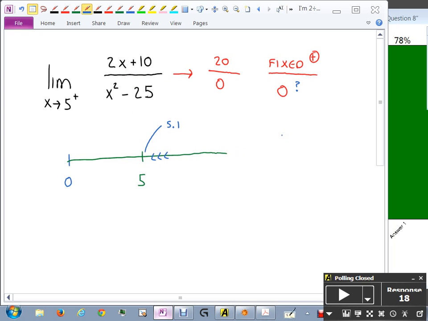We know we're going to get a fixed positive number on top. And in the denominator, what do you have? What's 5.1 squared? Is it bigger than 5 squared or smaller than 5 squared? It's bigger. And you could check it on your calculator if you weren't convinced. So this number is going to be bigger than 25, so when you subtract 25, this is always a positive number. So you're going to get 0 on the bottom, but approaching through positive numbers. So the result of this is what? Infinity.